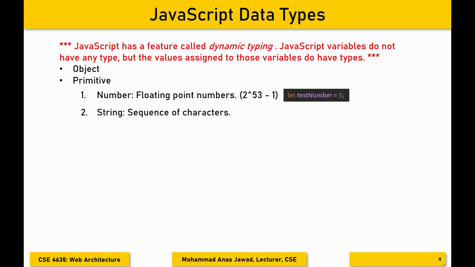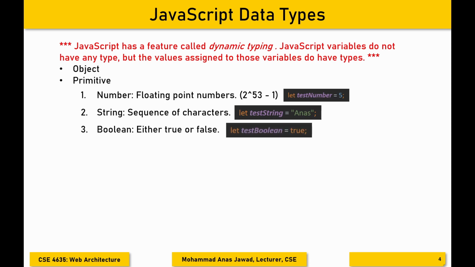Next data type we have is string, and a string is very simple. We have a string as a sequence of characters, and to create a string variable, you can write something like this: let test string is equal to us. Do not worry about the syntax for now. Just know that this let keyword is used to create a variable. Next, we have the Boolean type, and as you can guess, the Boolean types can hold either true or false. So to create a Boolean variable, we simply write let test Boolean is equal to true.